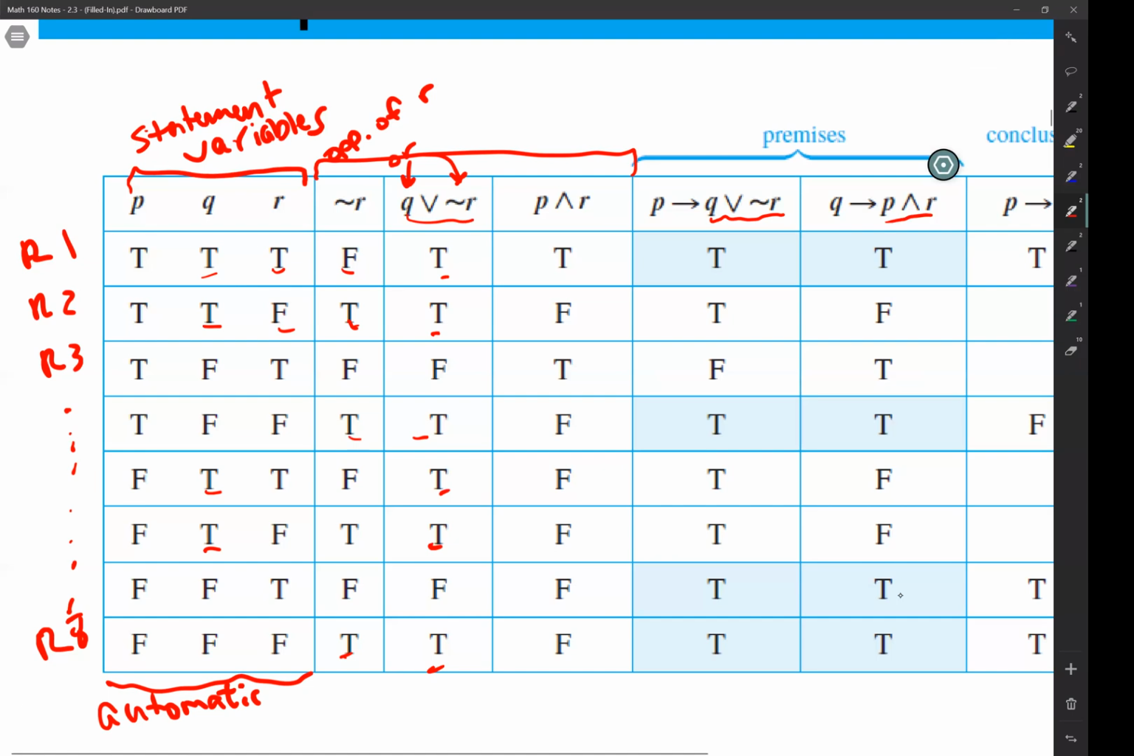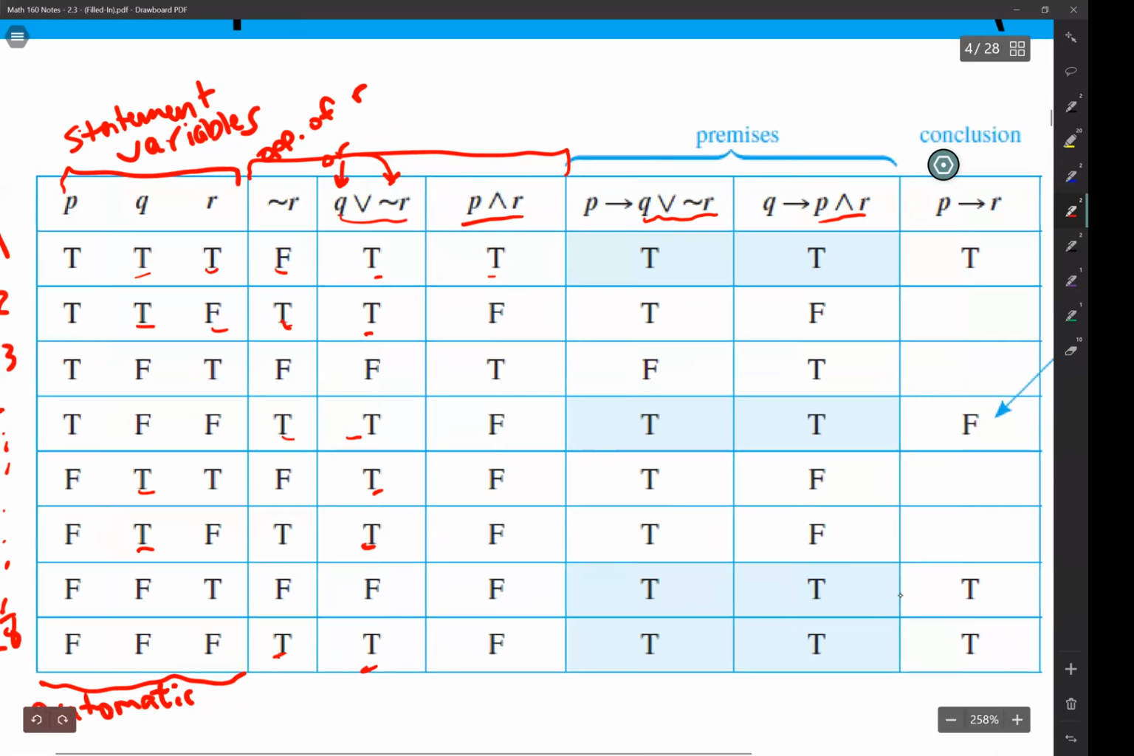Okay, I'm not going to do it all, but this is only going to be true when P and R are both true. So you just find out where that is. Okay, it only happens two times. Here and here. Okay, and then you fill out the premises. Now, remember, how does a hypothesis, how does an if-then, a conditional be true? Well, anytime I have true leading to true, or false leading to true, or false leading to false. So as long as I have true leading to true, I'm going to be okay.